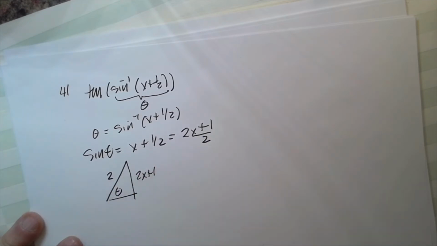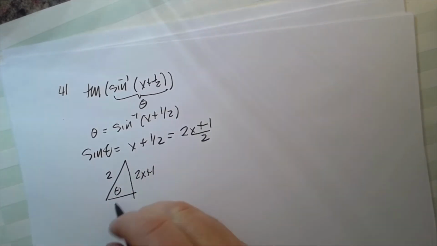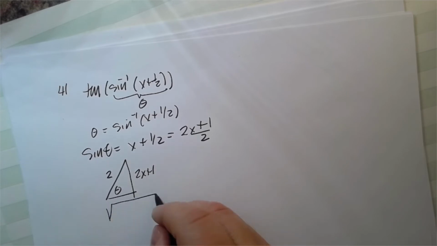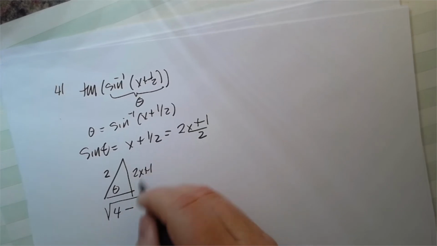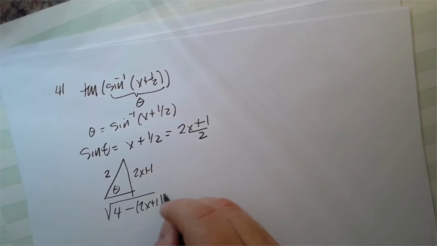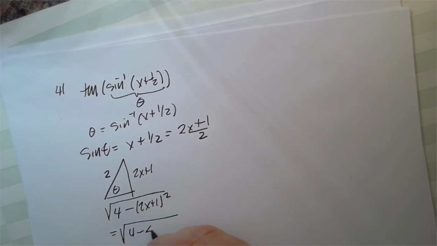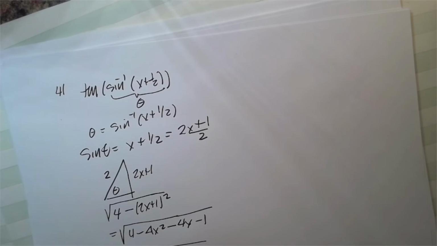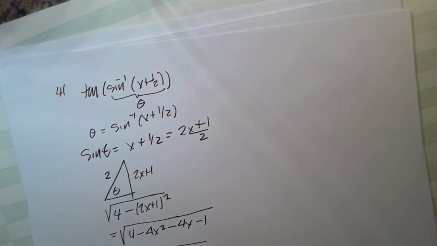Now if we want to know angle theta, here is the opposite over the hypotenuse. The other side is going to come from the Pythagorean theorem. It would be the hypotenuse squared, 4, minus this side squared, 2x plus 1 squared, which is 4 minus 4x squared minus 4x minus 1, which simplifies to 3 minus 4x squared minus 4x.